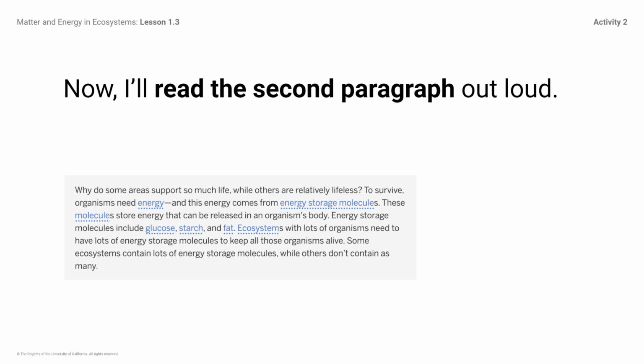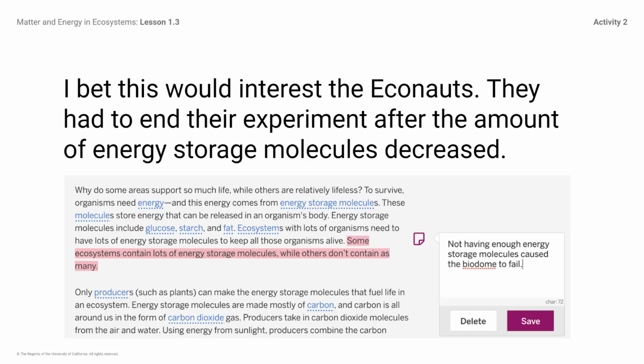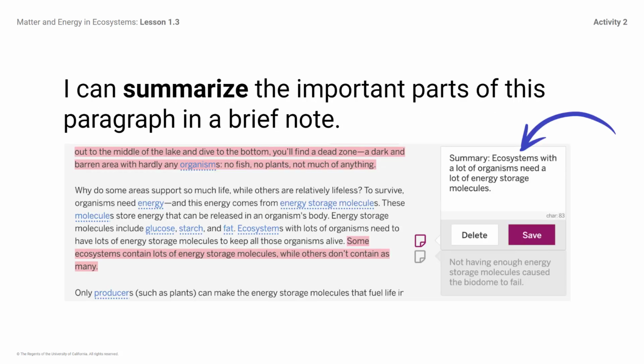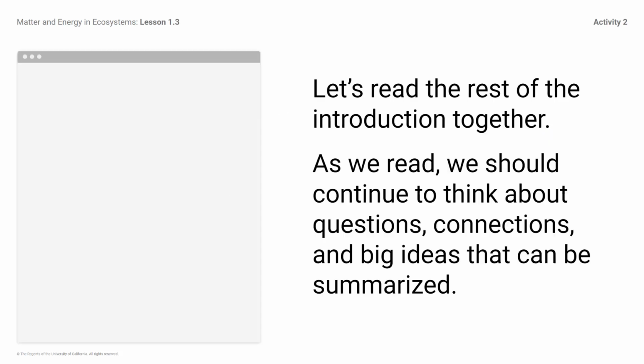This paragraph tells me that some ecosystems contain more energy storage molecules than others. I bet this would interest the econauts. They had to end their experiment after the amount of energy storage molecules decreased. Not having enough energy storage molecules caused the biodome to fail. I can summarize the important parts of this paragraph in a brief note. I think that this paragraph is mostly about how the number of energy storage molecules in an ecosystem affects the number of organisms that can live there. Ecosystems with a lot of organisms need a lot of energy storage molecules.